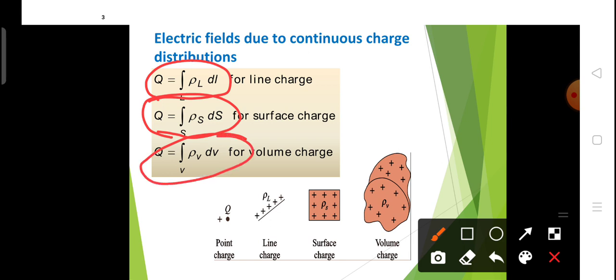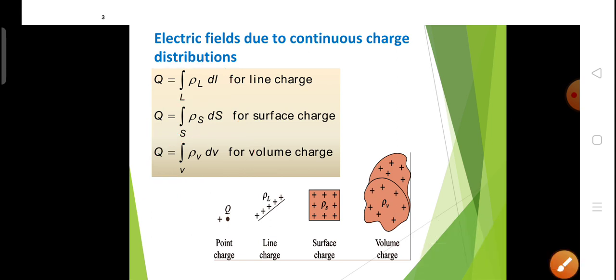The picture represents point charge, line charge, surface charge and volume charge. From the picture you can see point charge, it is a single point. Then lines, multiple point charges constitute line charge. If you have multiple lines, then that becomes surface. If you have multiple surfaces, that becomes volume charge. These are the four types of charge distributions.